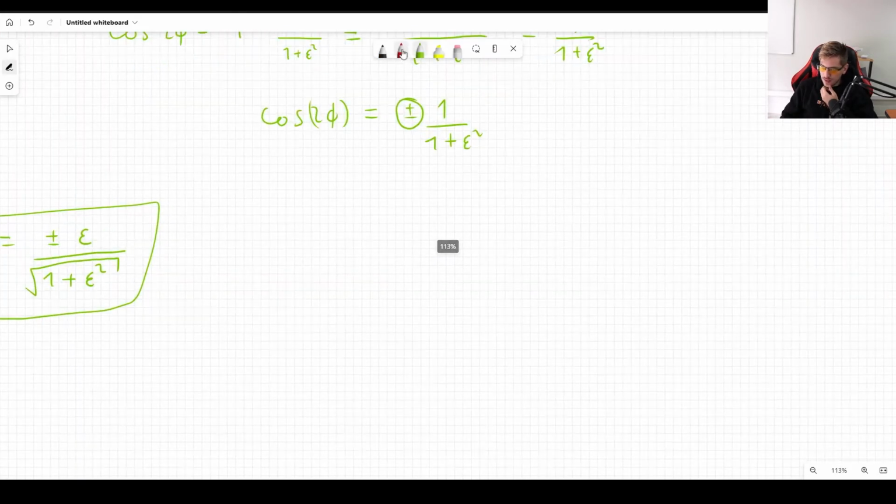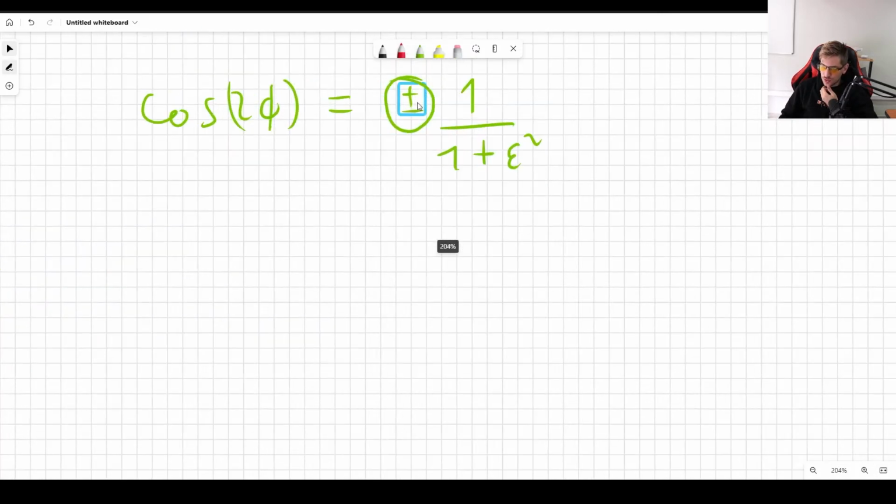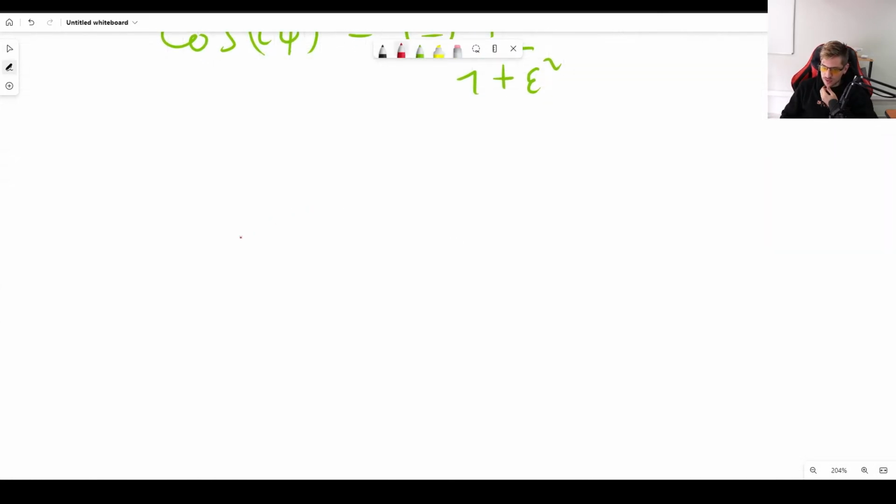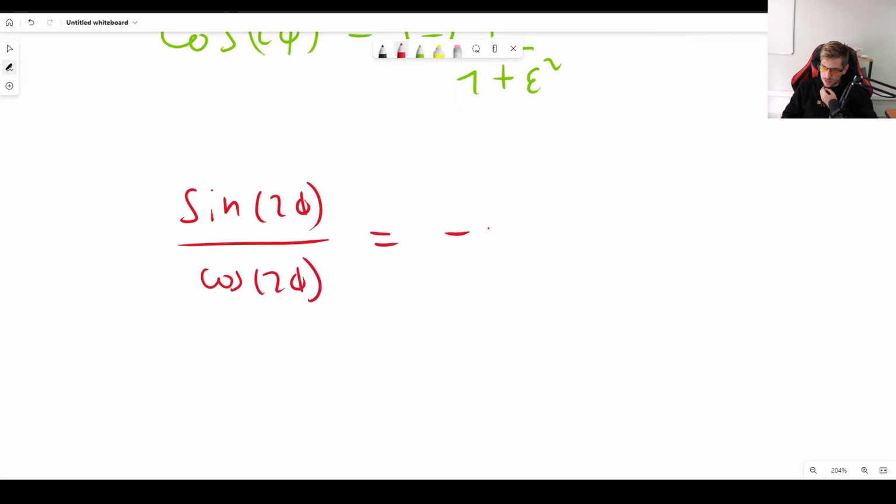So let's do a quick test. If we choose it to be plus or minus, what do we get? So we know that we need sine of 2 phi over cosine of 2 phi to be equal to minus epsilon. So what is sine? We know that it is epsilon squared. Oh, actually the square root, right? So it is plus or minus epsilon divided by the square root of 1 plus epsilon squared.